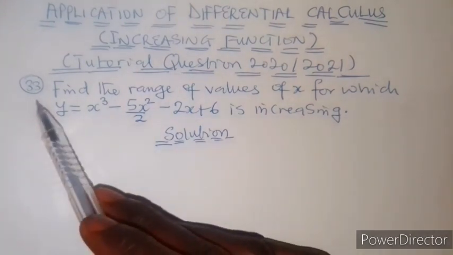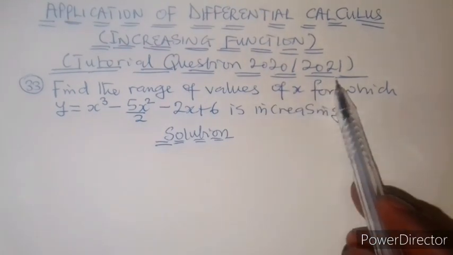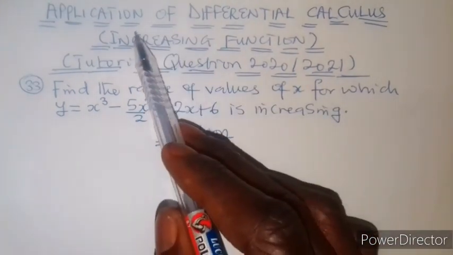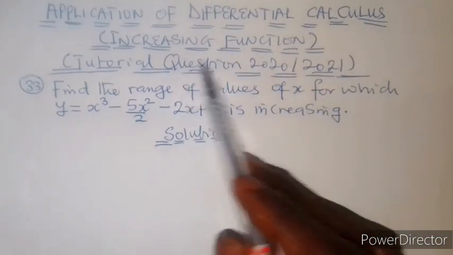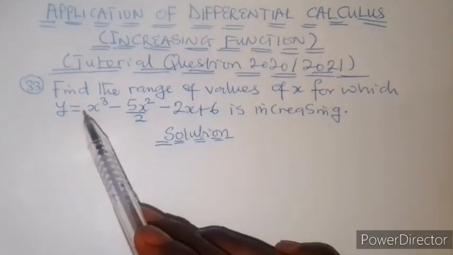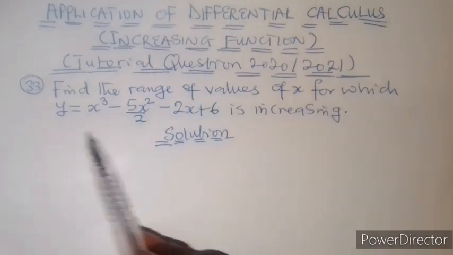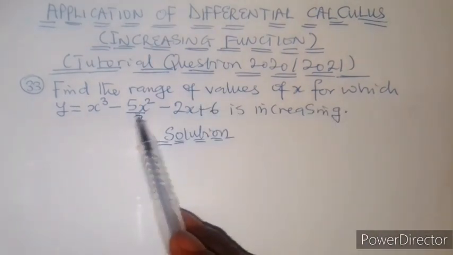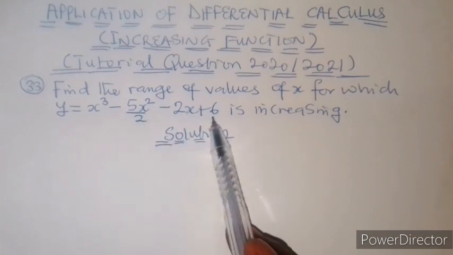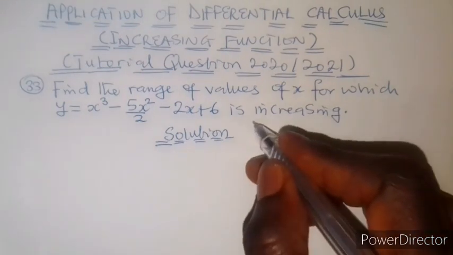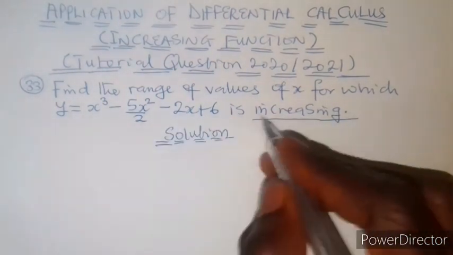We are in question 33. We are continuing with the tutorial question 2020-2021, which is drawn from application of differential calculus. In this case, we are looking at increasing function. The question says, find the range of values of x for which y equals x cubed minus 5x squared upon 2, minus 2x plus 6 is increasing. So take note of this. This function here is increasing.